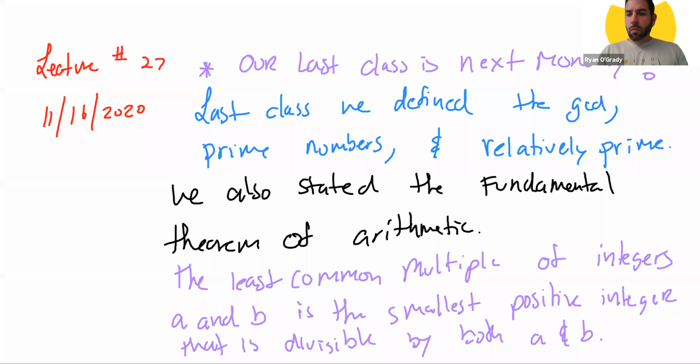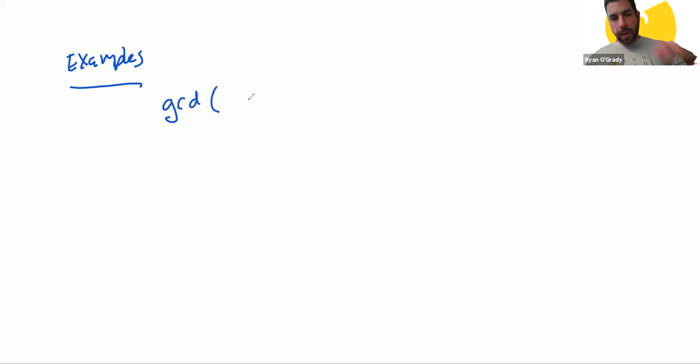So let's just do a couple examples of very small numbers. Let's take the greatest common divisor of, say, 35 and how about 30? What is the largest number that divides into both numbers?